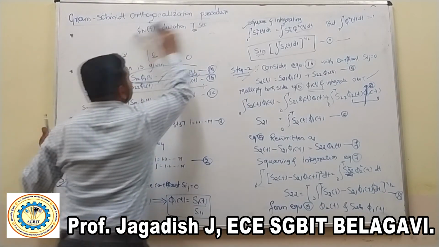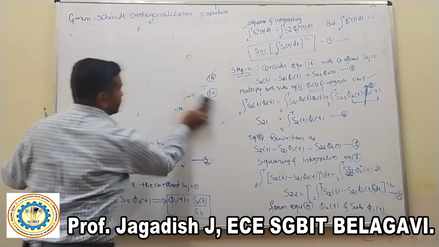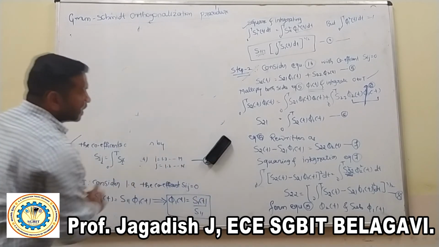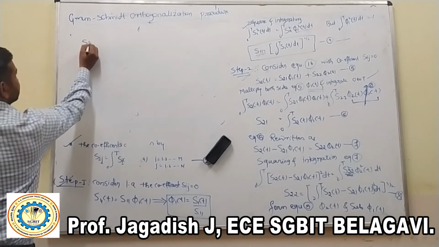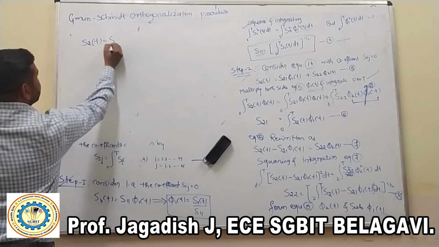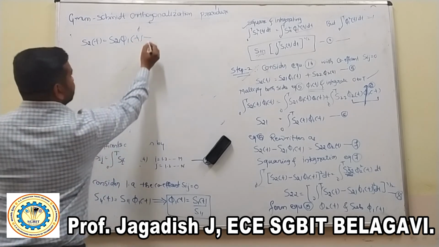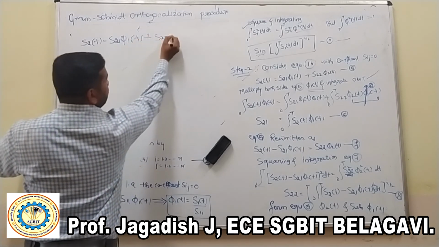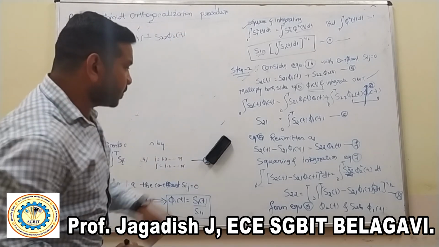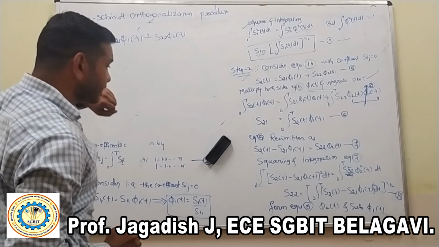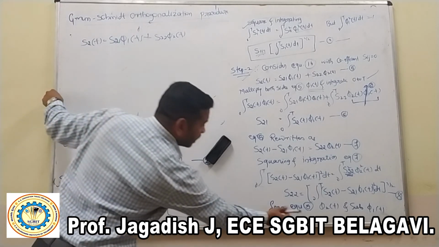After that, once you know S22, the next step is to consider equation number 5. Here S2 of t equals S21 phi 1 of t plus S22 phi 2 of t. Here we have to substitute the phi 1 of t value. So first we have to substitute into the phi 2 equation.